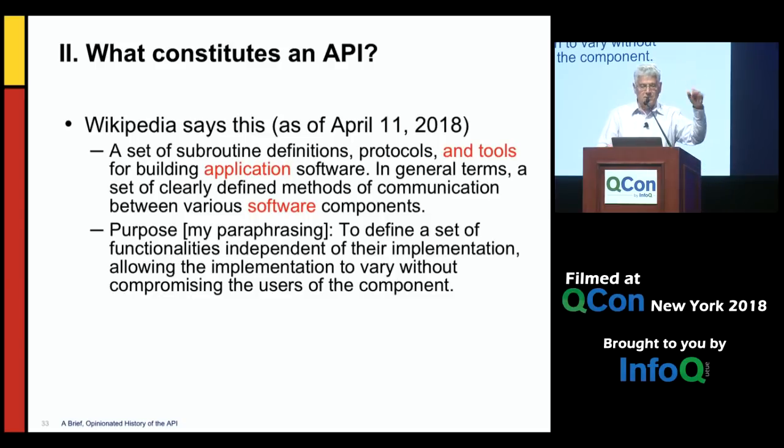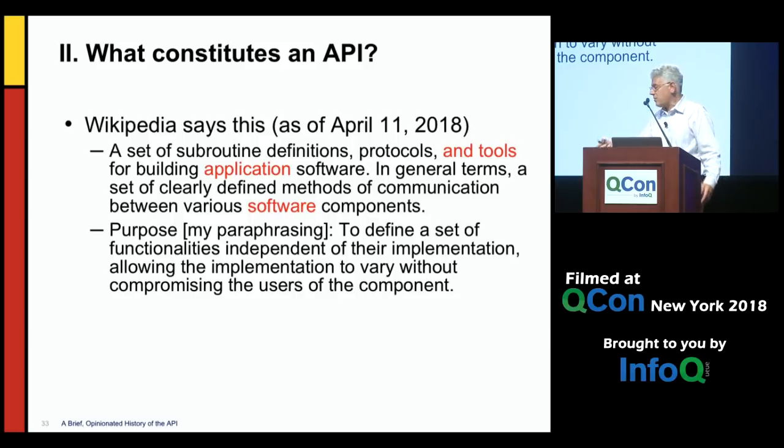As of April, this is what Wikipedia said. A set of subroutine definitions, protocols, and tools for building application software. In general terms, a set of clearly defined methods of communication between various software components. And I think that's not a bad definition as far as it goes. It's actually a lot better than the definition they had last year.